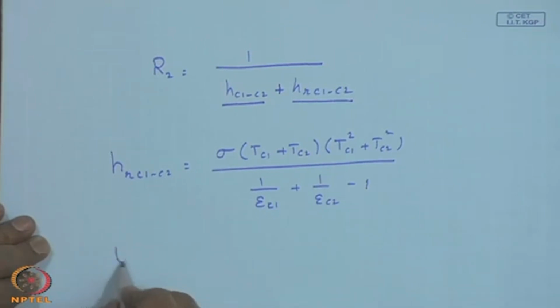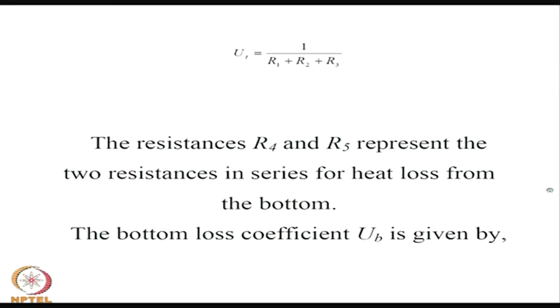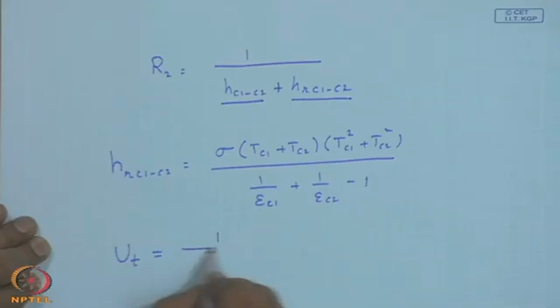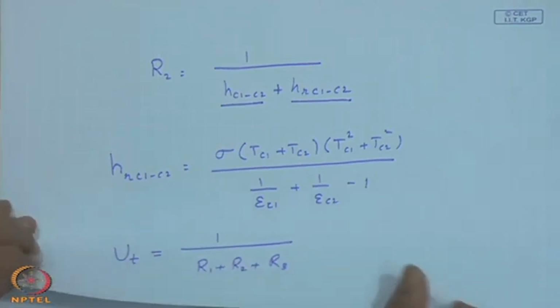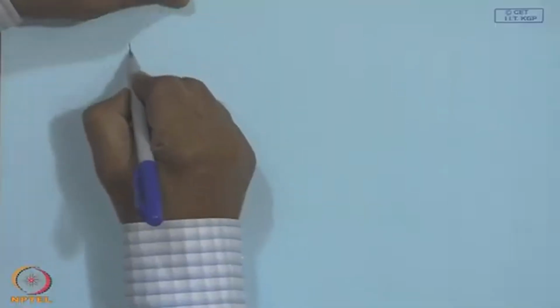So, now we are in a position to calculate the loss coefficient from the top, U T, as the summation of the resistances R 1, R 2, R 3, inverted. That will correspond to the second figure in the thermal network. The first one shows the parallel paths, the second one all of them in series, equivalently expressed as R 1, R 2, R 3. And the bottom loss coefficient U B is straightforward.